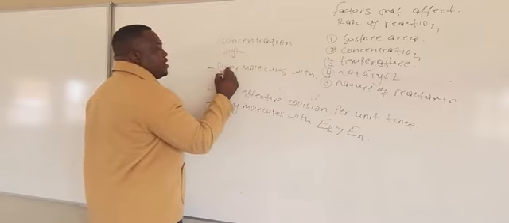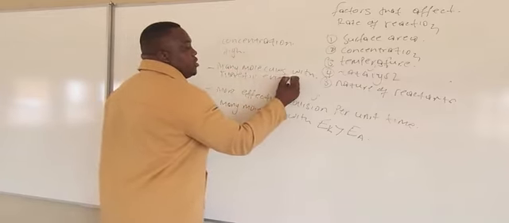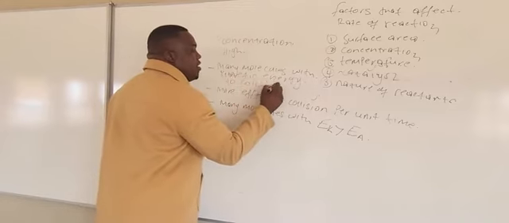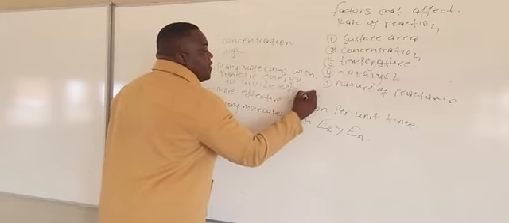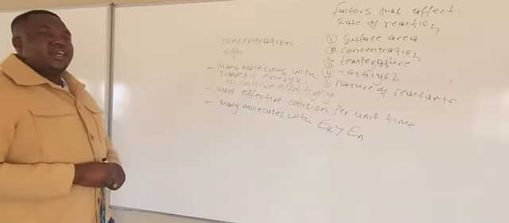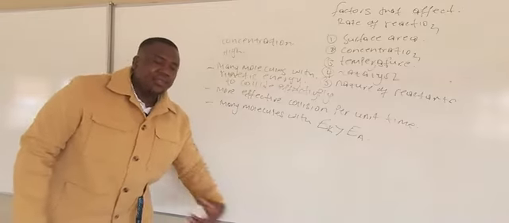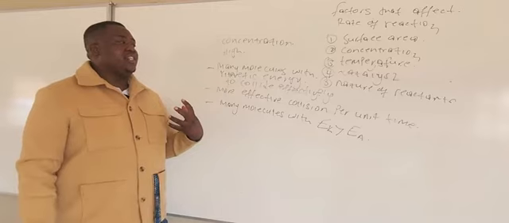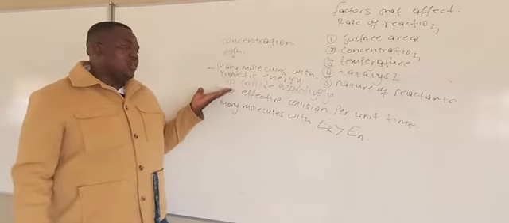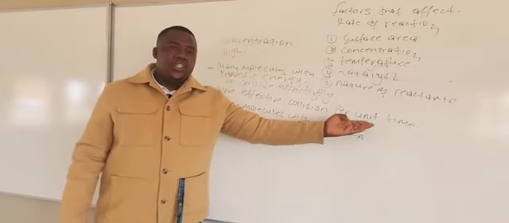with kinetic energy to collide effectively. It means that when we increase the concentration, what did we do? We have increased molecules with kinetic energy to collide effectively. Then it will result in the formation of new bond. Then what else? There will be more effective collision per unit time.